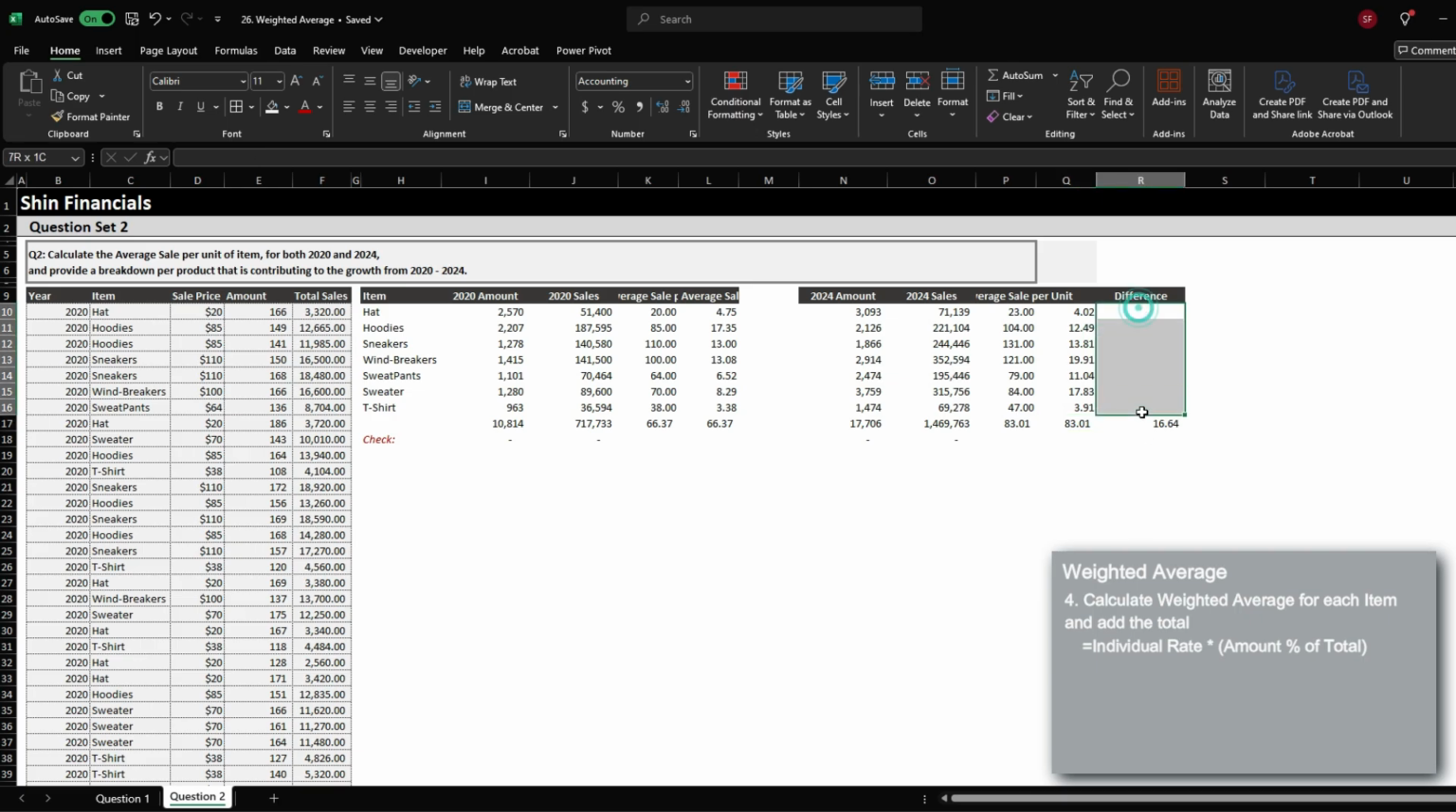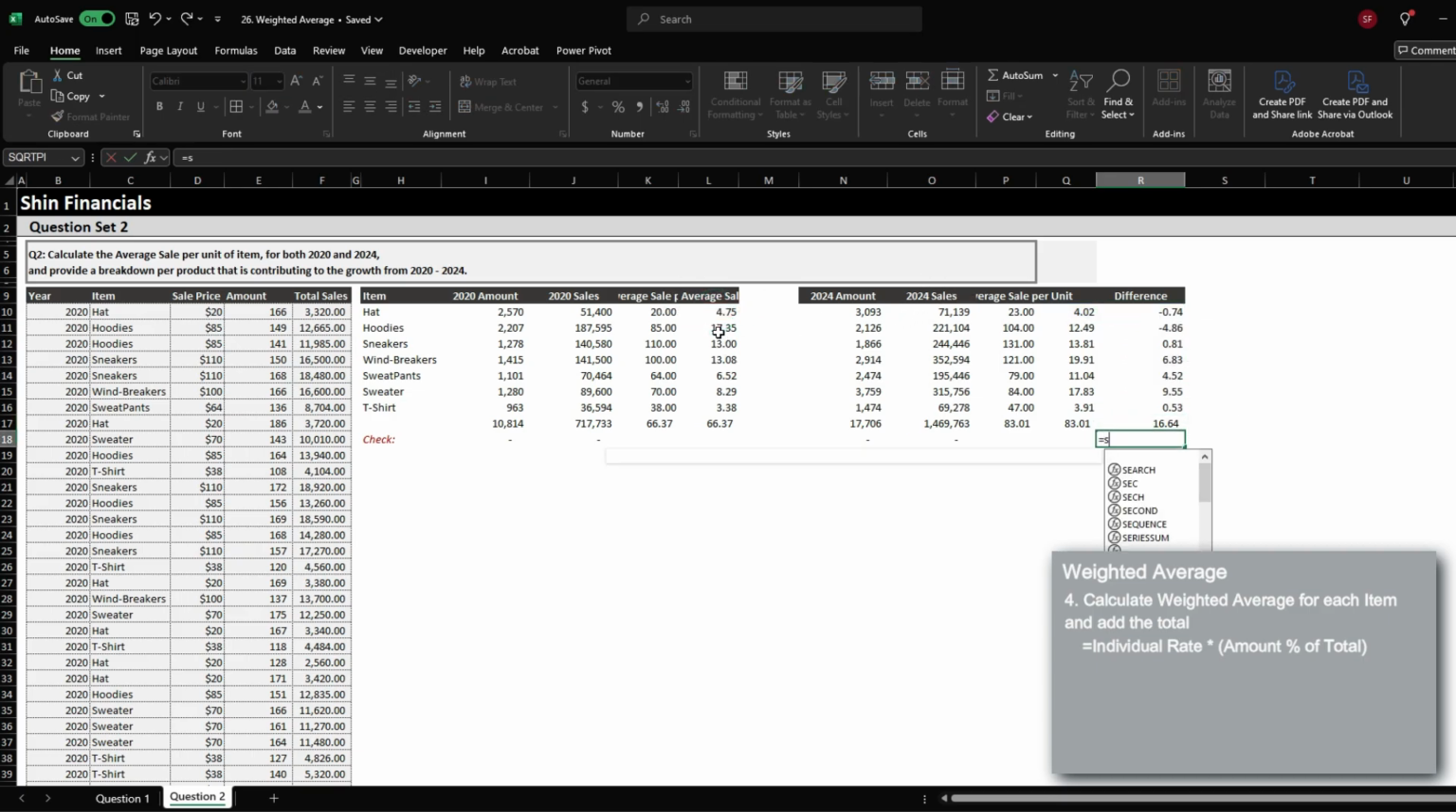So then to break down the difference of which of these items are making up the growth in average sales per unit of $16.64, we just have to calculate the difference between our calculated weighted average sale per unit in 2024 minus 2020. And then when we calculate the total here, gets us to the 16.64.